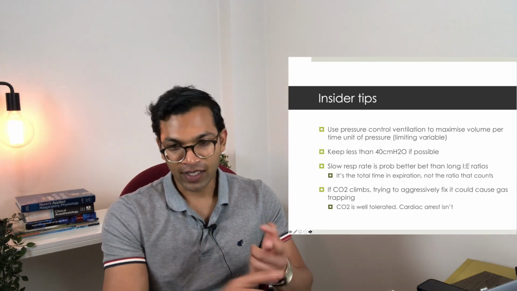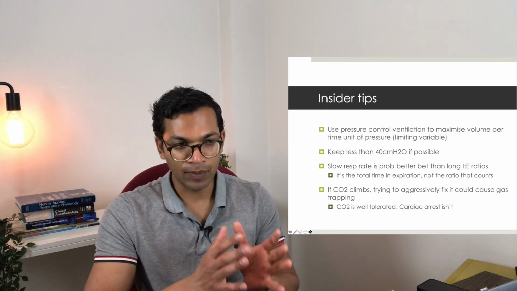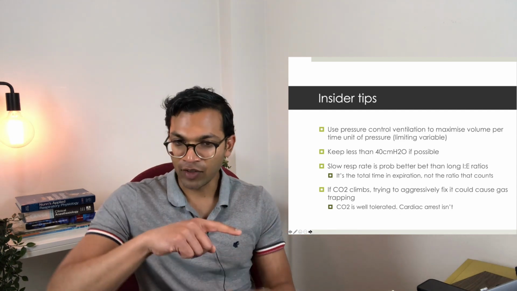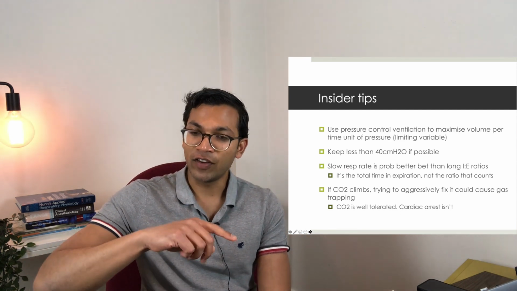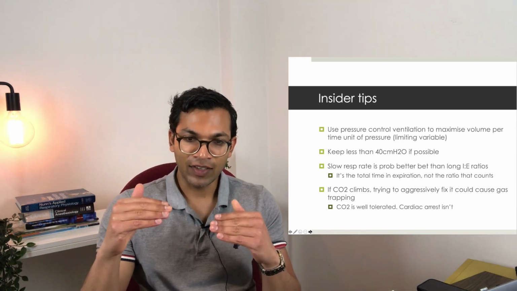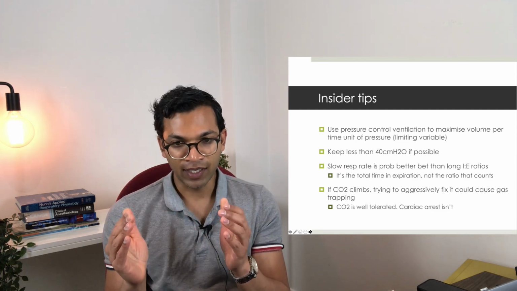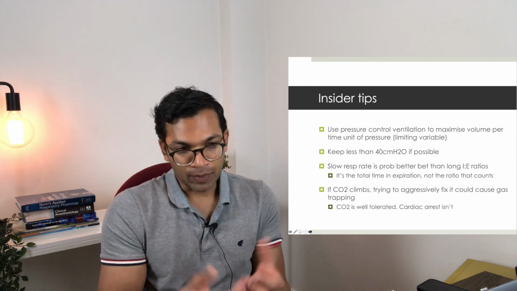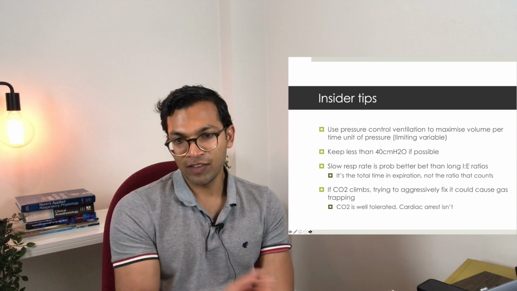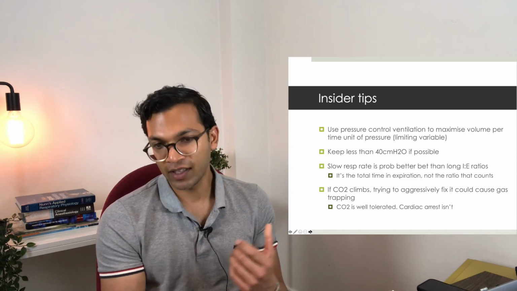So the insider tips for this: pressure control ventilation, maximize volume per time unit pressure. So that's your limiting variable. So that's what I would dial. Because if you notice your monitors, if you use volume control, you get a spike of pressure and then it decreases down. So you're not giving us the maximum pressure for as long a period as possible to get that volume in. Keep less than 40 centimeters, but even if you have to go higher, that 40 centimeters is not received by the alveoli, it's dispersed by the severe bronchospasm. So you may go higher than 40.